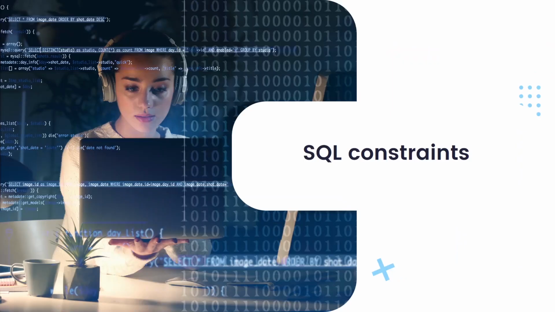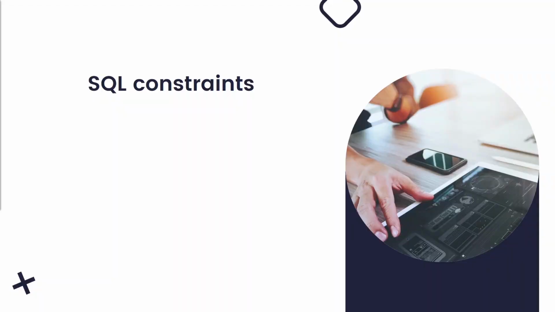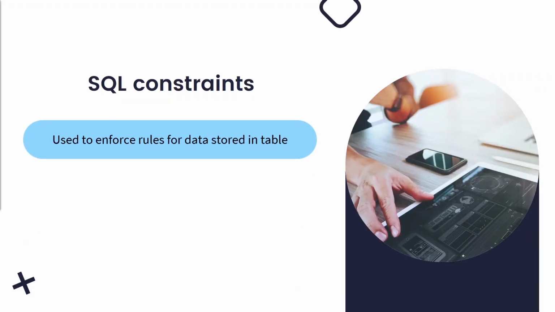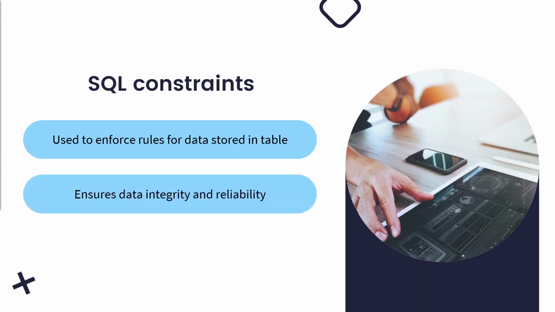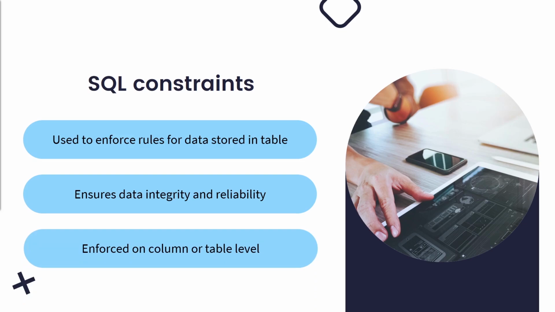Excellent. Now let's move on to SQL constraints. What exactly are SQL constraints? Well, first of all, SQL constraints are used to enforce rules for data stored in a table or within a database. This ensures data integrity and provides us with reliable data moving forward in the event that we ever want to query that data. And then lastly, we enforce constraints on a column level or even a table level.